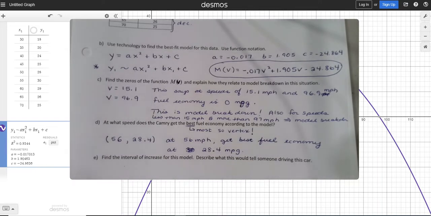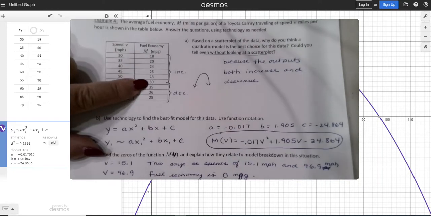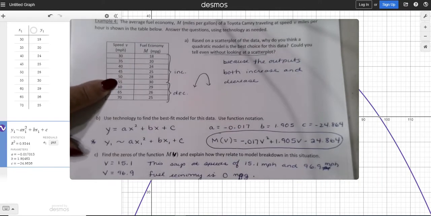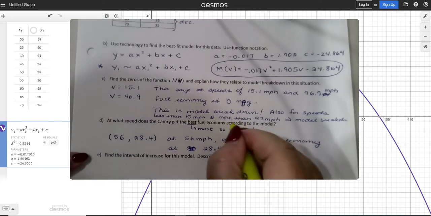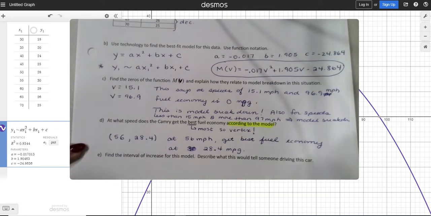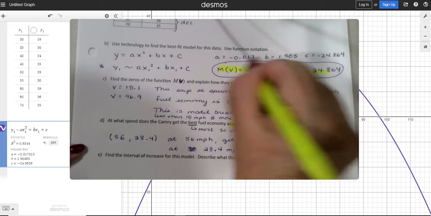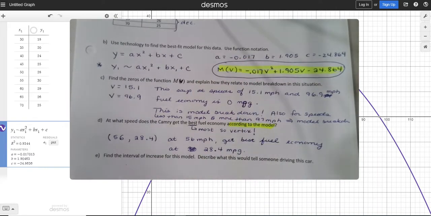Now, if you're thinking, wait a minute, I remember the chart here, and we did better than that, right? We had 30 miles to the gallon here at 55 miles per hour. And what I need to remind you is at this stage of the game, we are making predictions according to our model. Our model is our regression equation. So our regression equation has a maximum at 56, 28.4. Therefore, according to the model, the best fuel economy happens at 56 miles per hour.